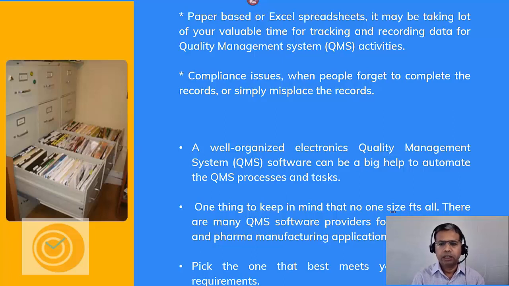It may be working, but it will be taking a lot of your valuable time. And when someone forgets to keep the records or misplaces the records, then you may run into compliance issues. What you need is a well-organized electronic quality management system so that you can keep the records and you can see if things are going well or not going well. You can monitor the performance of the systems as well. But the challenge is that there is no one size that fits all. So you have to select one that meets your needs and requirements.